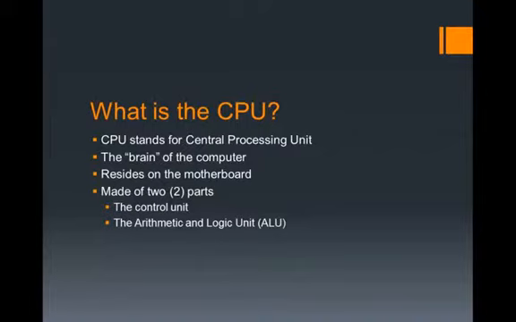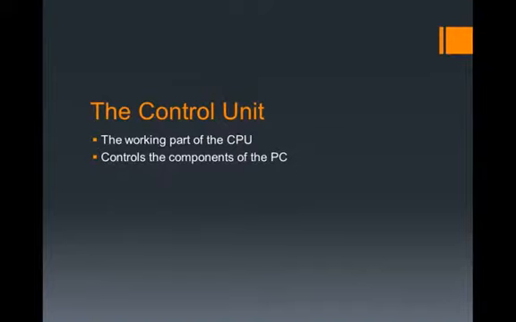Now there are two main parts to the CPU. There's the control unit and there's the arithmetic and logic unit, or the ALU. The control unit is basically the working portion of the CPU. It's what does all of the operations that the CPU would normally have to do, other than mathematical operations, which we'll get to in a minute.